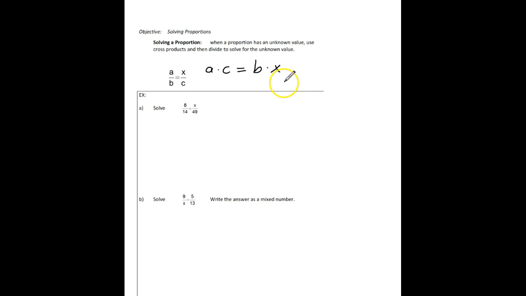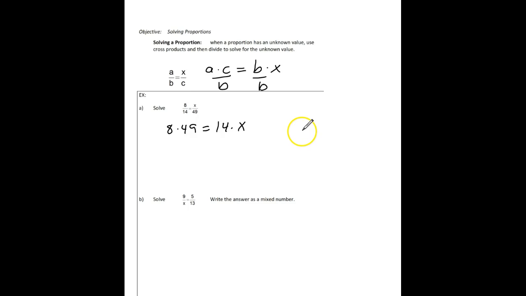And then you think back to how we solve equations like this in our work that we did in the skills review, and I just need to divide both sides by b, and I would be able to get x, right? Because b over b is 1, and that would give me x by itself. Okay, so I'm going to do that same thing here. 8 times 49, and that's going to give me 14 times x.